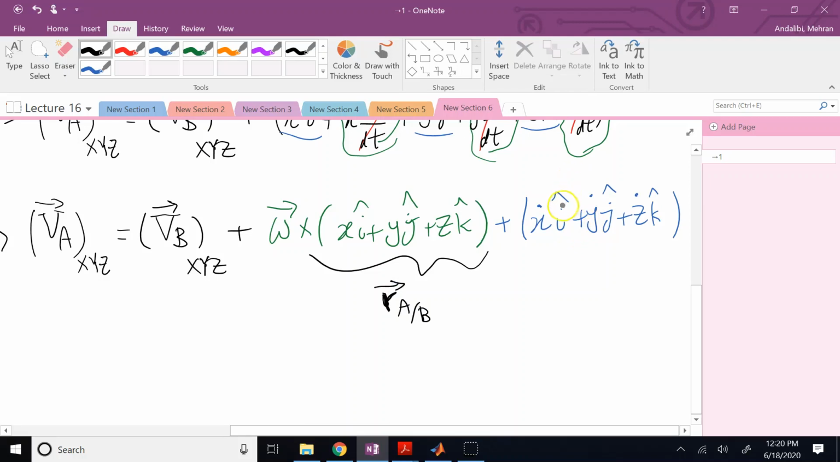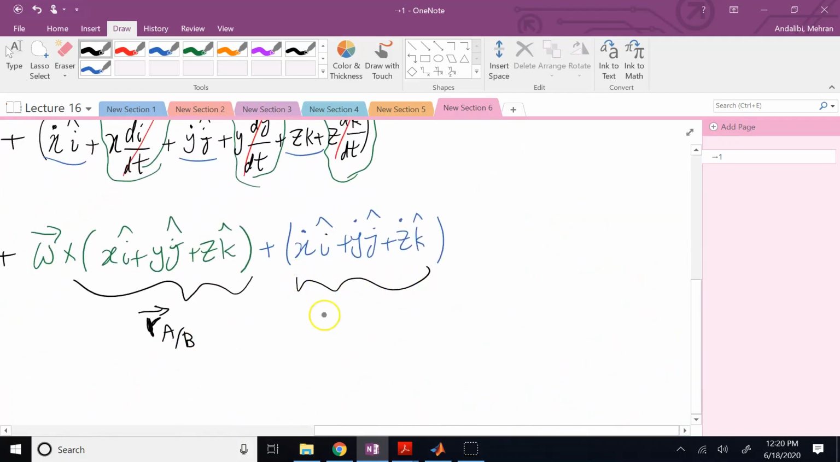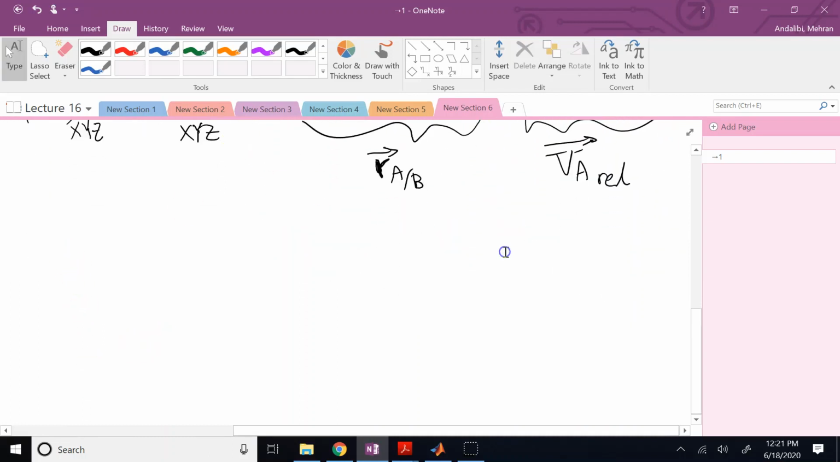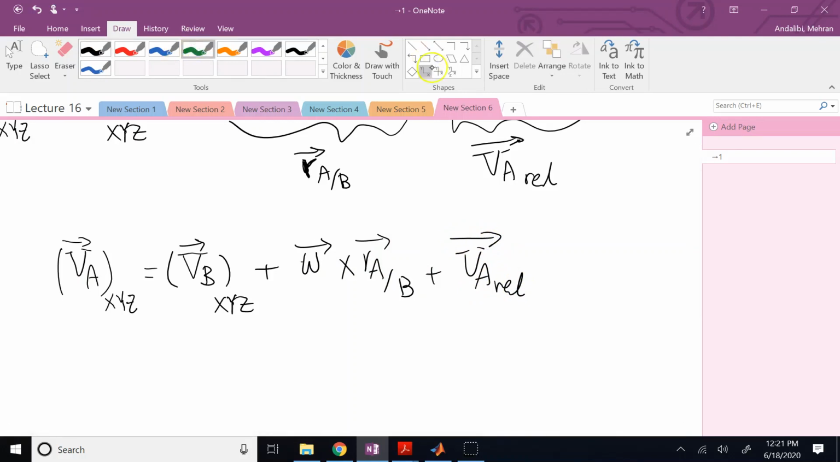And this one comes into play because the distance between point A and the rigid body does change, right? Because x, y, and z do change, it means the distance between point A and the rigid body does change. This one I call VA relative. Relative to what? Relative to the rigid body. So, if I put all that together, I get my big important formula: V of A is equal to V of B plus omega cross R of A with respect to B plus VA relative. Okay, and this is my big formula.